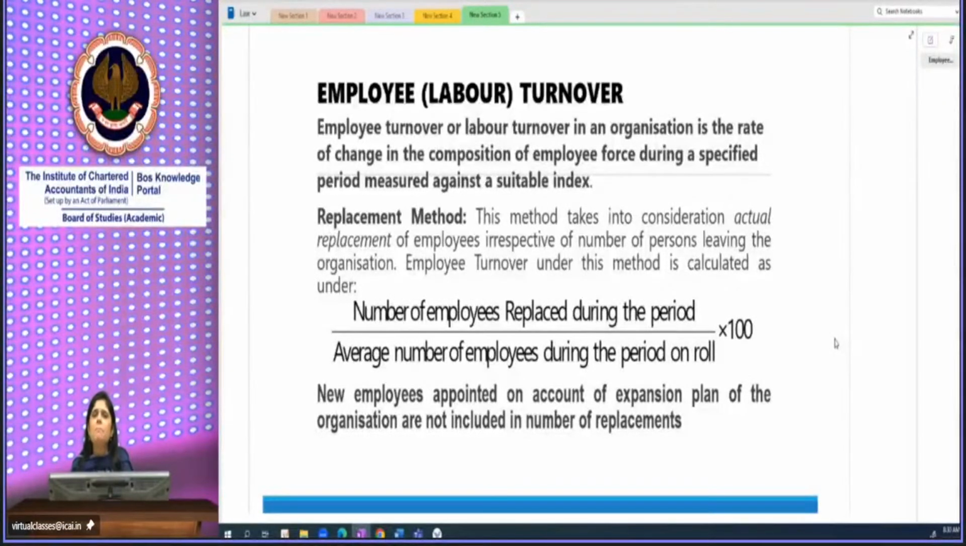And these days, in many organizations, employee turnover is a big concern. Because employees generally shift from one organization to another. And if there is a very frequent change in the workforce, that means the organization has to think about why more employees are leaving.